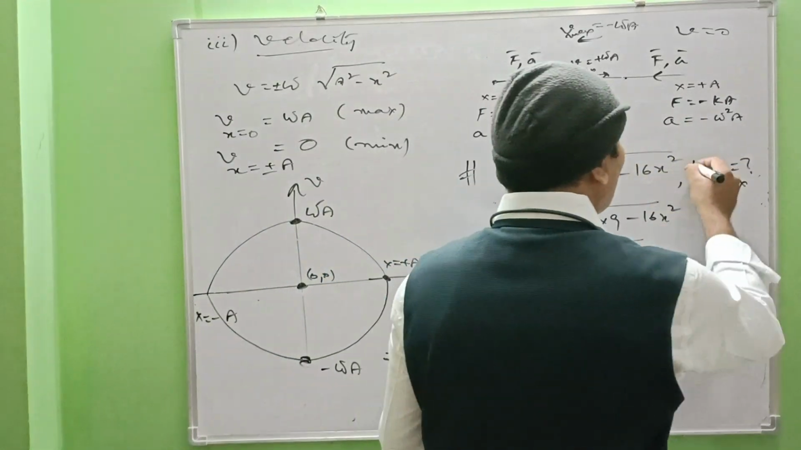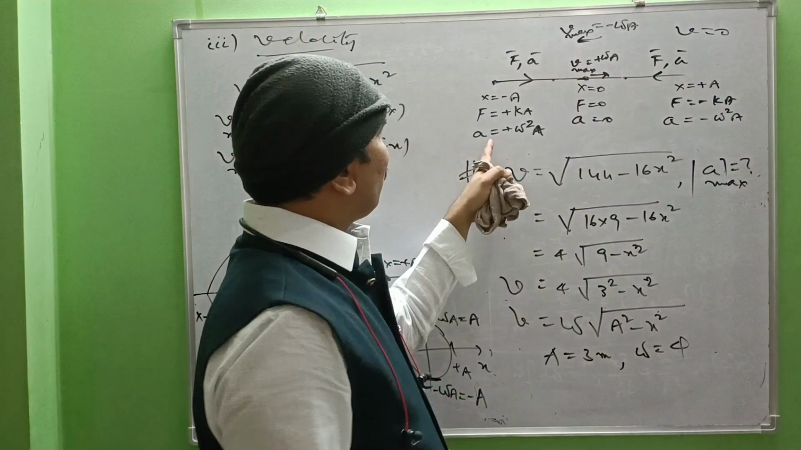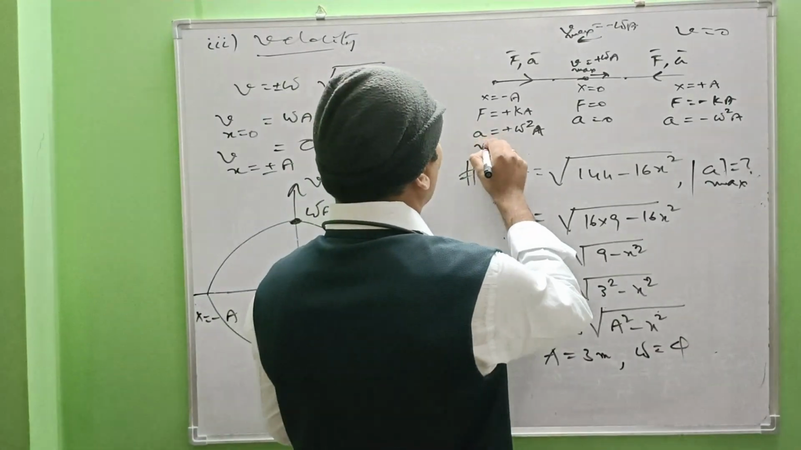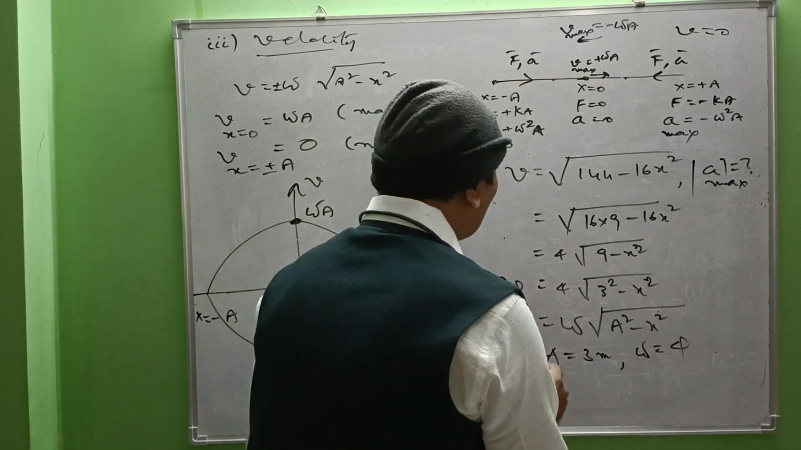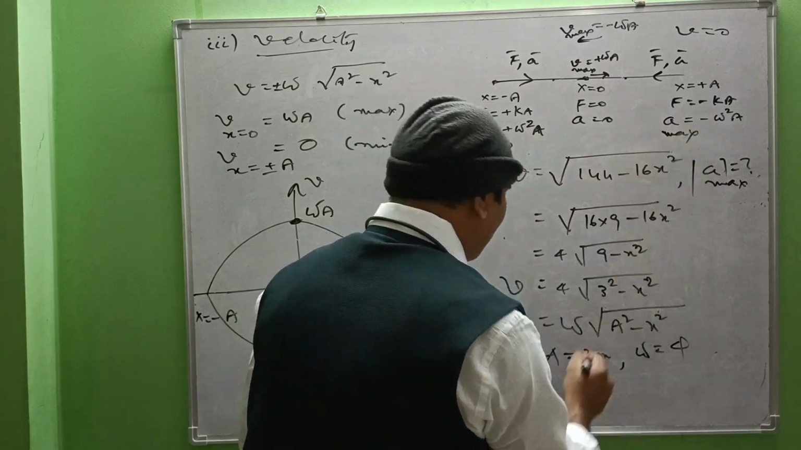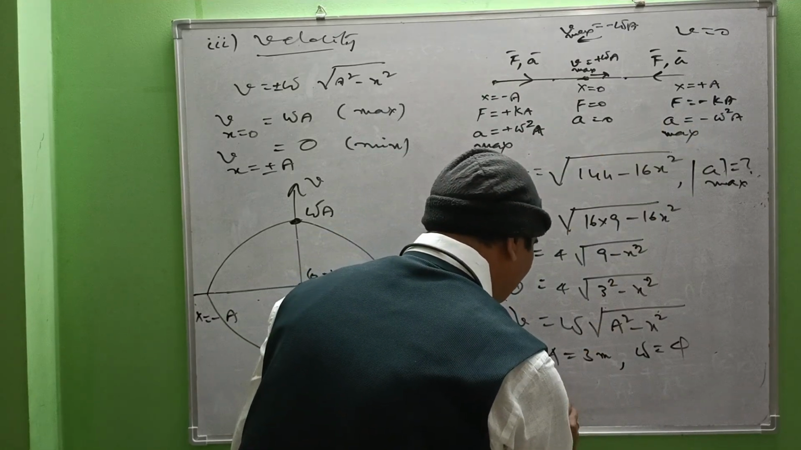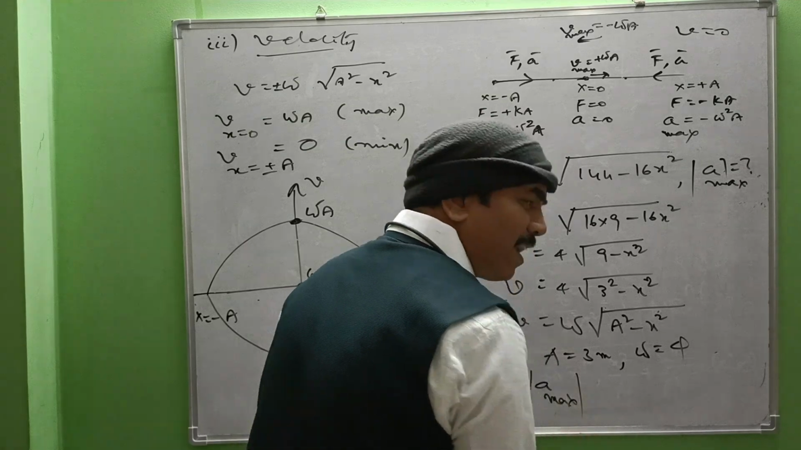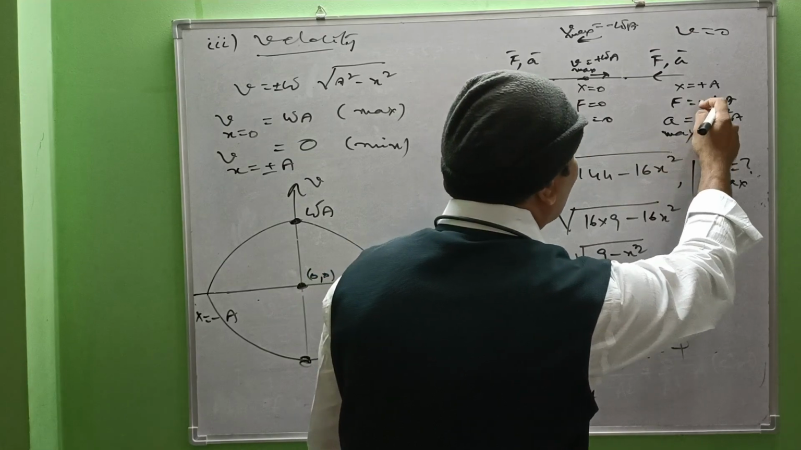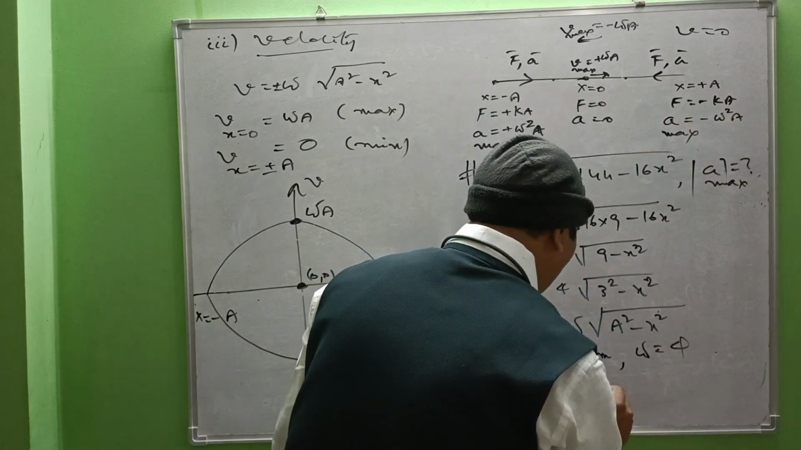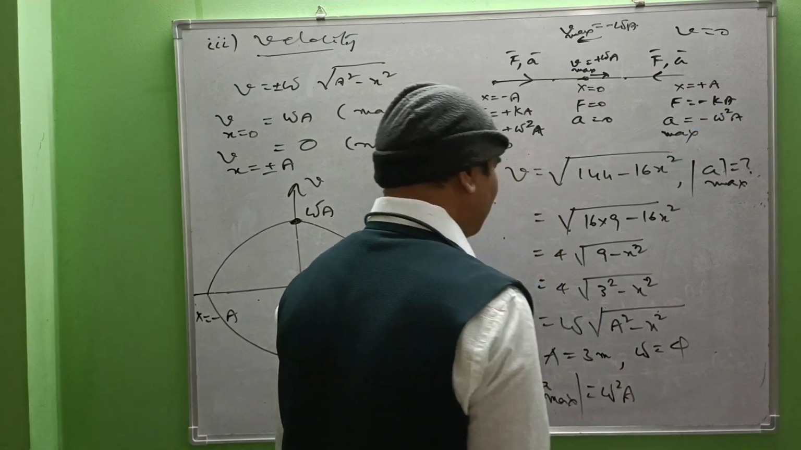If you take the modulus, a max becomes equal to mod of omega square into a. That is, the modulus of maximum acceleration is equal to omega square into a. Here also, on taking the modulus it becomes positive, that is, omega square into amplitude.